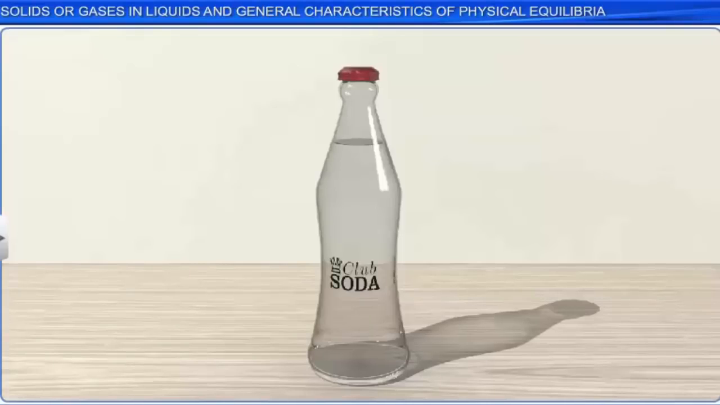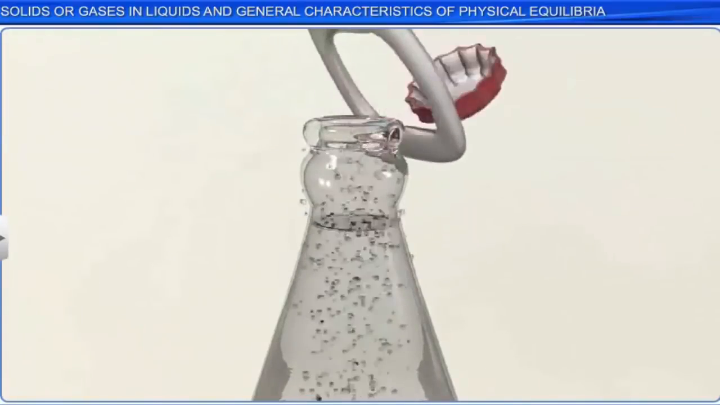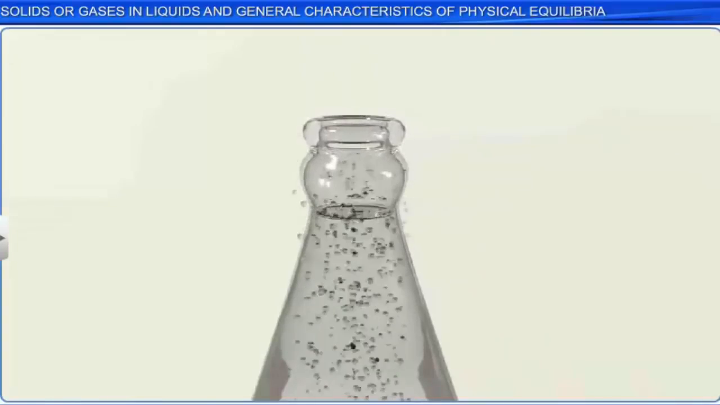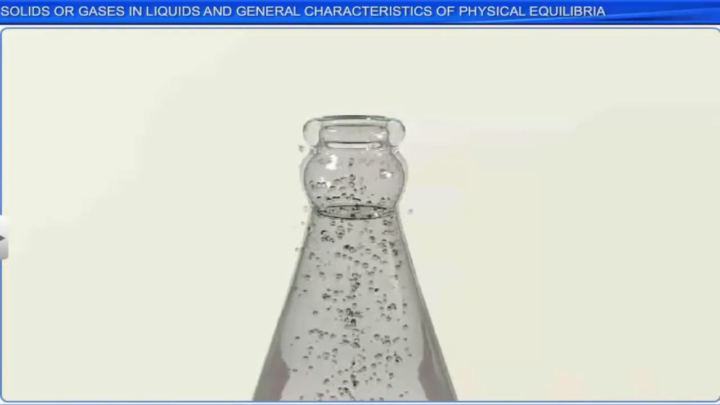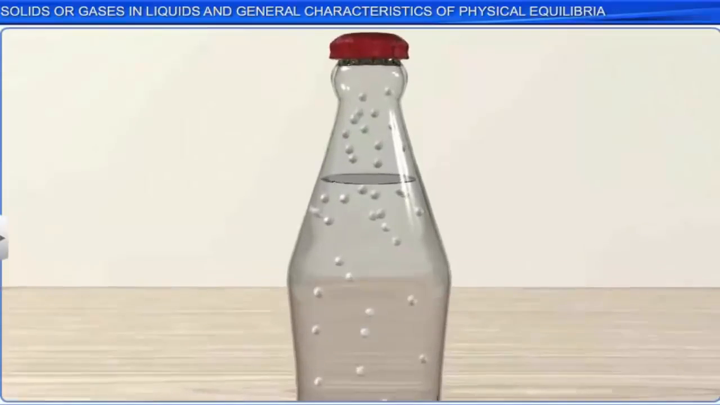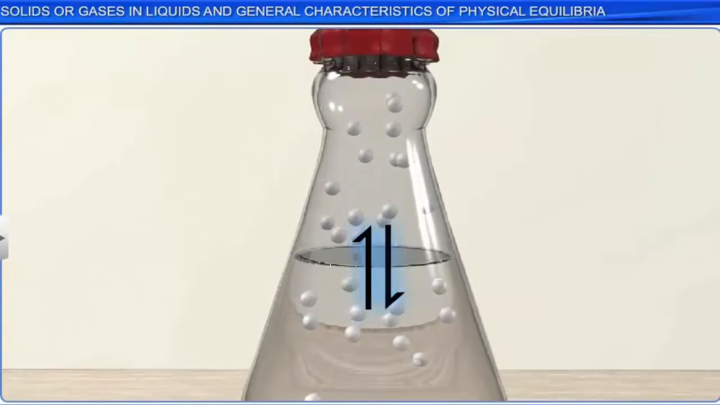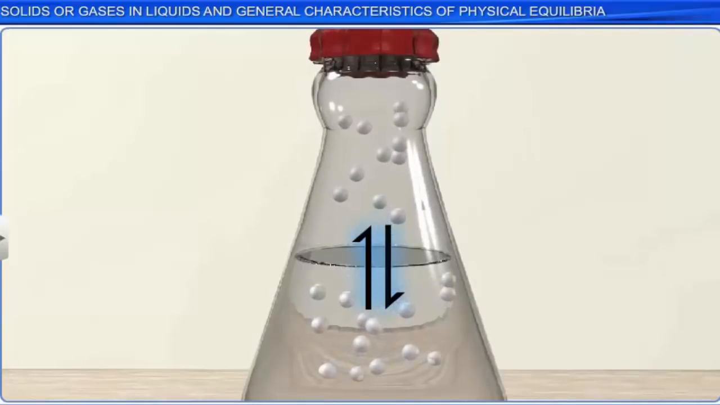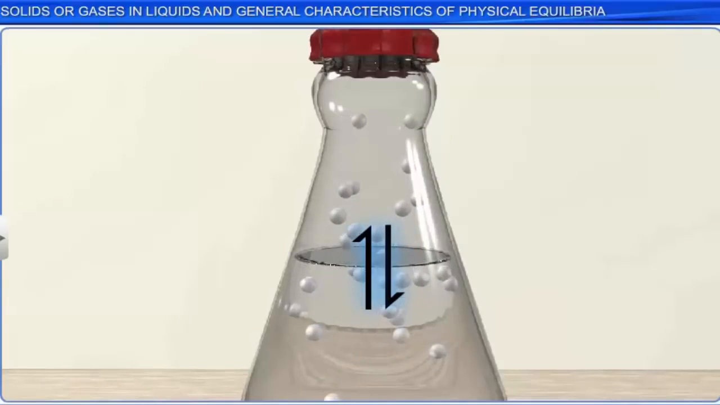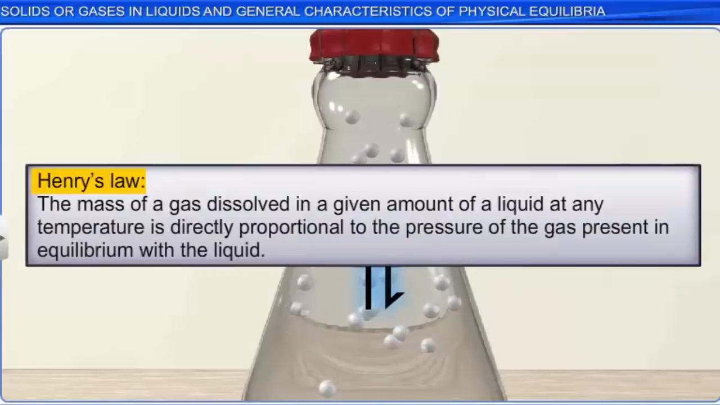Now let's look at the equilibrium involving the dissolution of gases in liquids. Have you ever wondered why soda fizzes when opened? The fizz that bubbles up when you open a soda water bottle is carbon dioxide gas. The phenomenon of fizz you see in carbonated beverages is due to the difference in the solubility of carbon dioxide at different pressures. At a given pressure, equilibrium exists between the carbon dioxide molecules in the gaseous state and those in the dissolved state in the liquid. This equilibrium is governed by Henry's law, which states the mass of a gas dissolved in a given amount of a liquid at any temperature is directly proportional to the pressure of the gas present in equilibrium with the liquid.